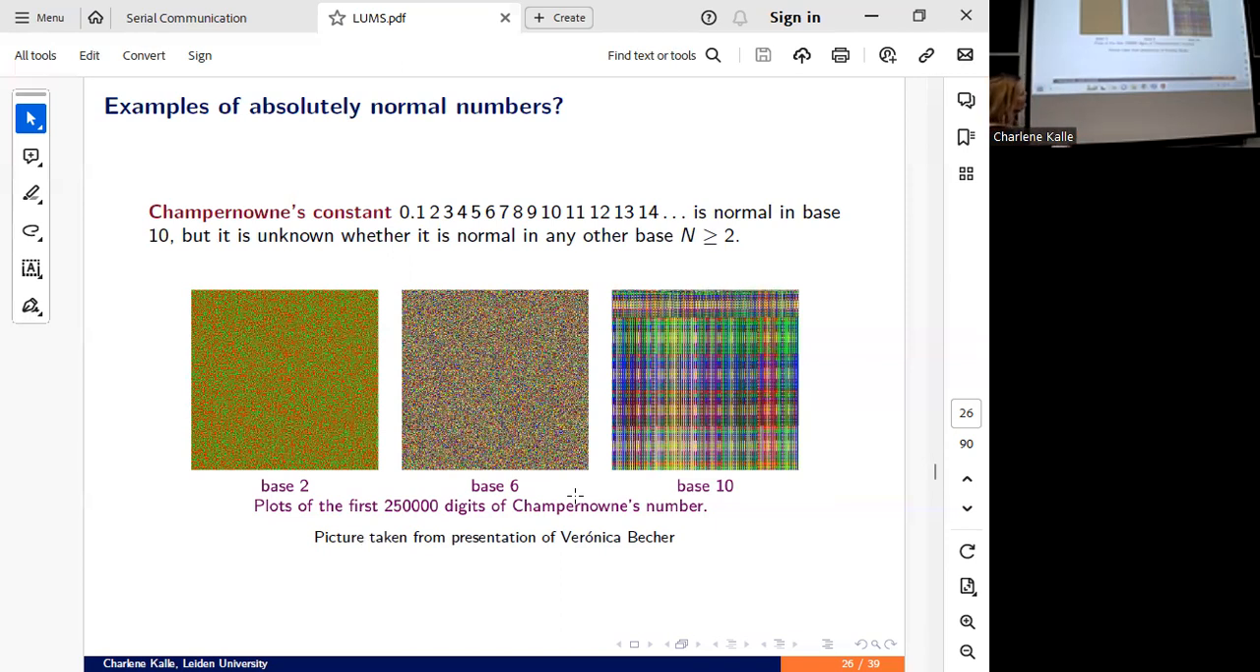But if you convert it to base 2 and base 6, you see absolutely no patterns whatsoever, which corresponds to the fact that if we know how to write a number in base 10, it tells us very little about what happens in any other base. So as I said before, it's not known whether Champernowne's constant in base 10 is normal in any of the other bases, but it sort of looks convincing that this might be the case, but we have no proof of that.